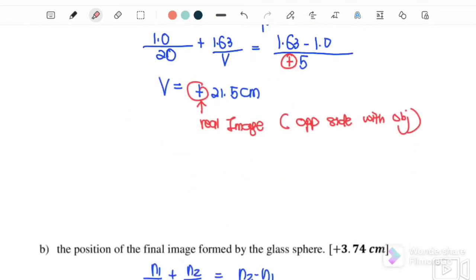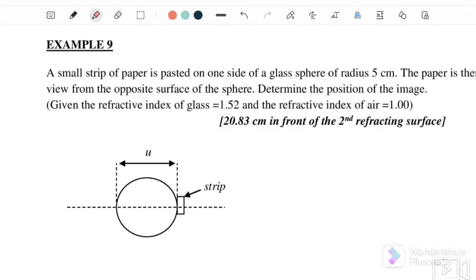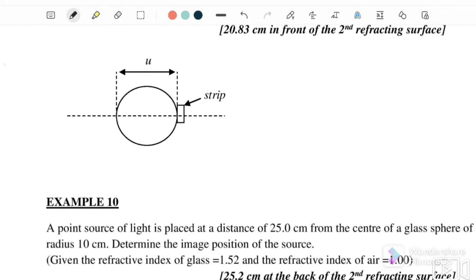Next we go to example number 9. A small strip of paper is placed on the side of the glass sphere with a radius of 5 cm. The paper is then viewed from the opposite surface. Determine the position of the image, where the glass refractive index is 1.52 and the refractive index of air is 1. So we imagine that there is a paper strip placed on the glass sphere.